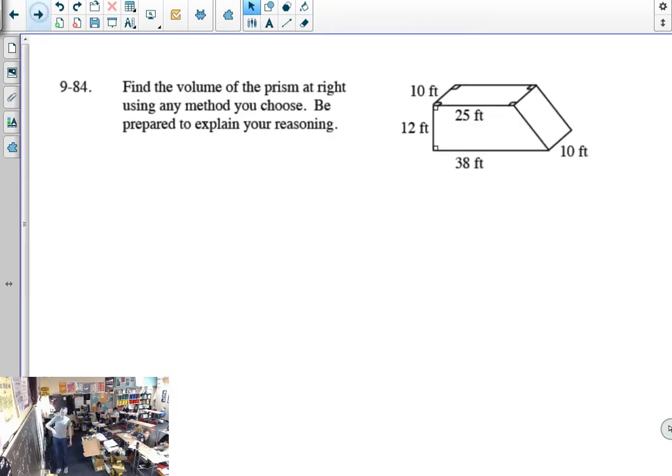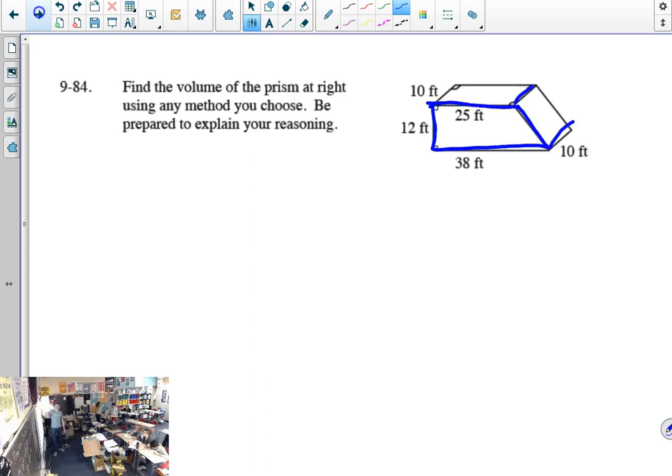All right, let's try another one. Hold up, what is the base here? What type of shape? Okay, so it's the 12 by 38 part. What kind of shape? Quadrilateral. Not a rectangle, but this right here is your base, because then these are your rectangle connectors.